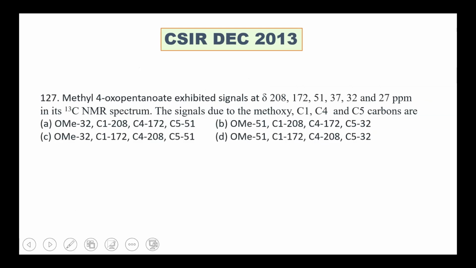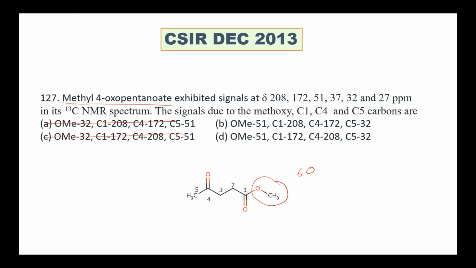Next problem. They've asked for methyl 4-oxopentanoate. Now this is the structure. Now you can see the methoxy. It should be around 60. So option A is gone, option C is gone. See, always in a CSIR question, if you pick any one reasoning, you can clearly rule out two options. So now we have 50-50 chances. Now we have B and D. Now this C1 is an ester carbon that should be around 170. It cannot be 208. 208 means it should be ketone. So option B is gone. So answer is option D.